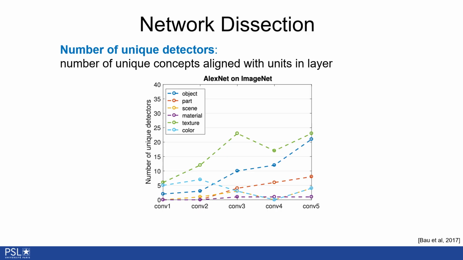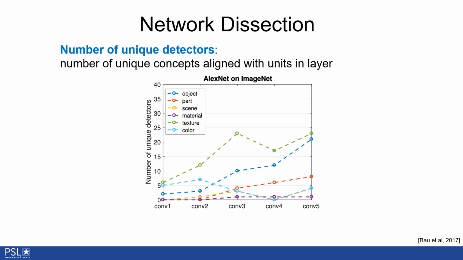Going beyond individual cases, these labels can be used to obtain an overall quantification of the types of features that different layers represent. To obtain such a quantification, Bau and collaborators defined a quantity which they call the number of unique detectors. This is a number which summarizes for each layer the number of unique concepts aligned with units in the layer. This quantity can be computed separately for different classes of concepts and different layers.